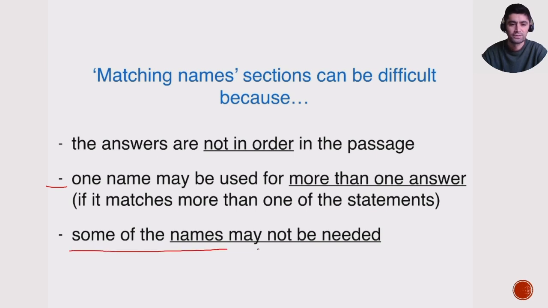Next, some of the names may not be needed. So this is also one of the difficulties. There's a list of names, but some of the names in the list may not be used at all. There might not be any information about a name in the text at all.